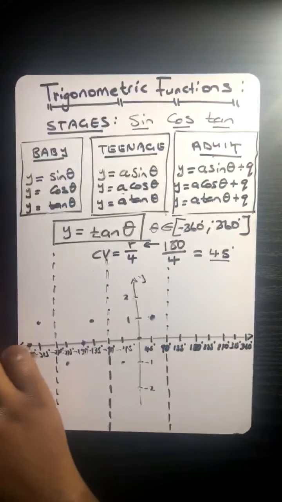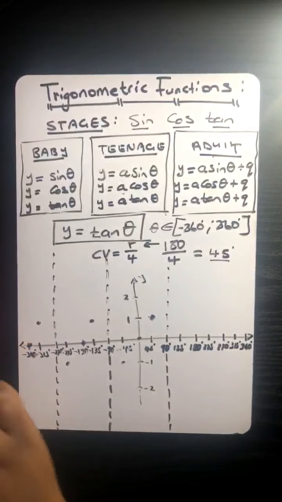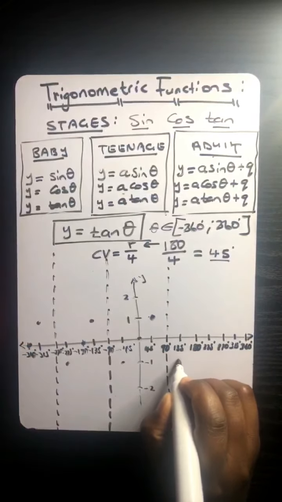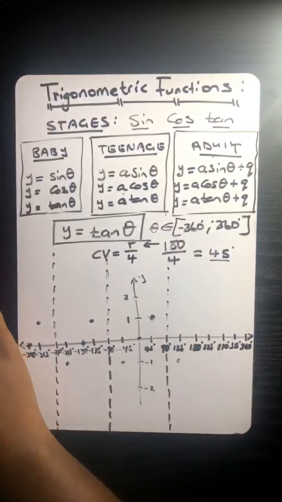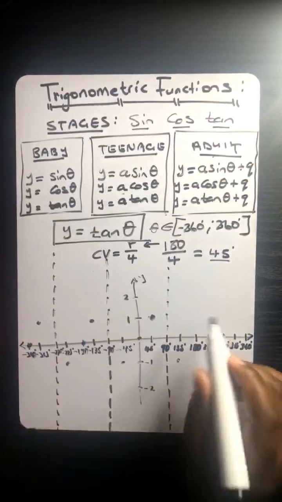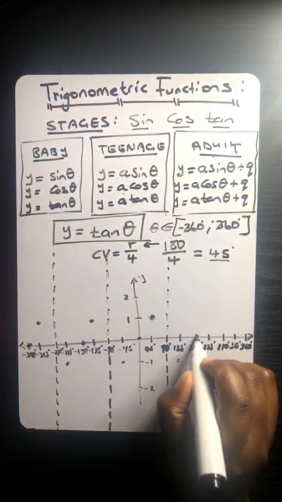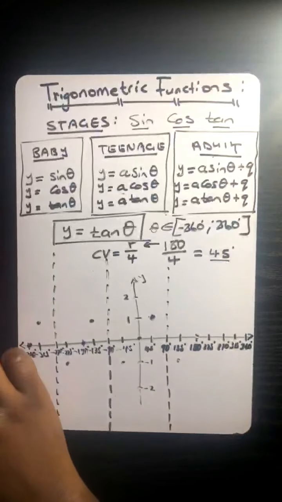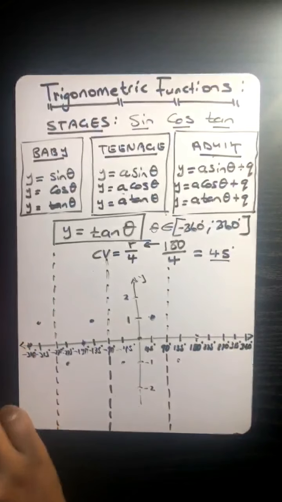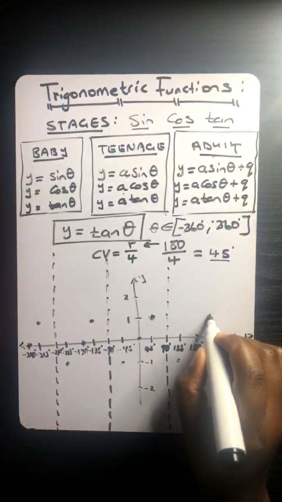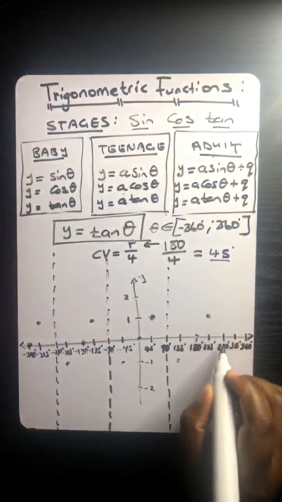Let's go to 135. I'm getting negative 1, guys. I'm not sure if you are also getting negative 1. Let's go to the next point. Is it not 180? It is 180. 180 gave me 0. Let's go to 225. What about 225? I'm getting 1. There you can just plot your nice 1.